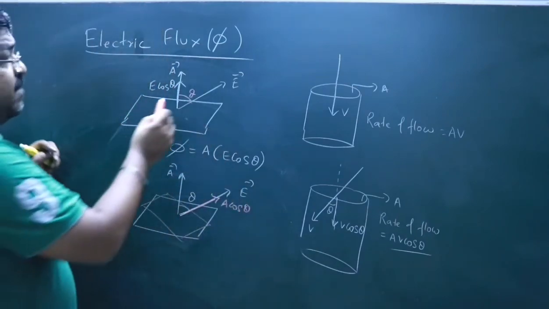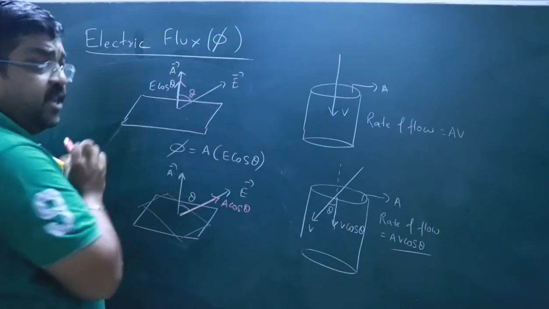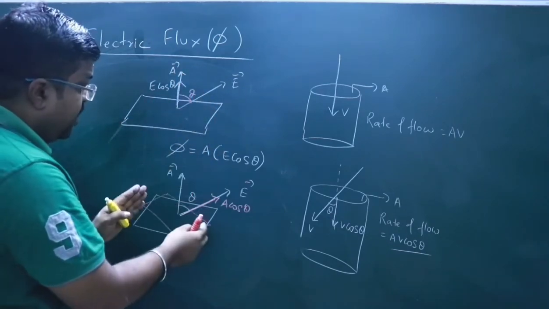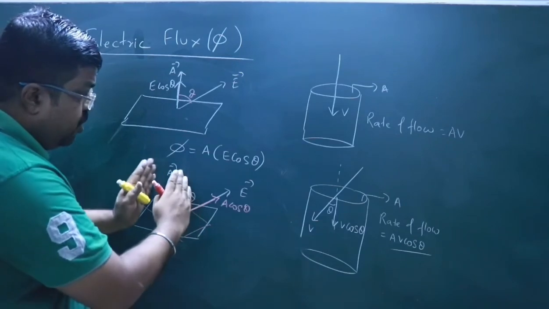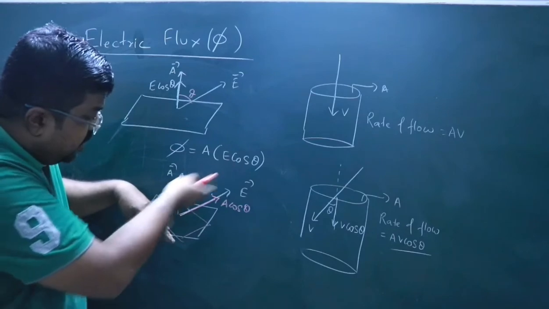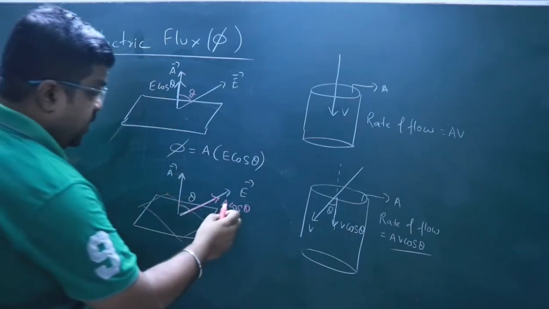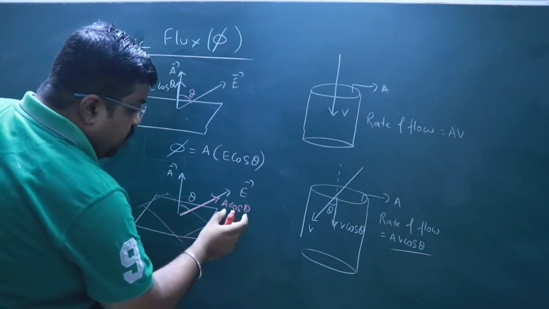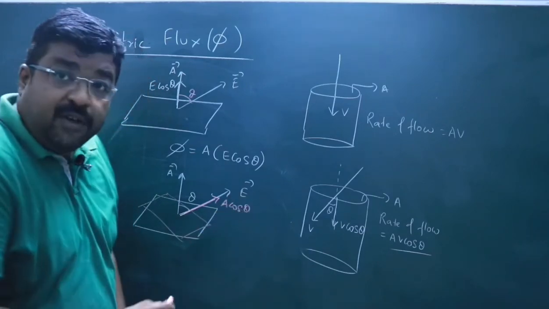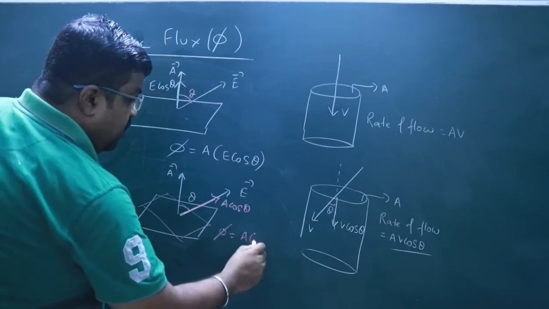See, here also I have taken E cos theta, and E cos theta is normal to this area. And here what I have done is taken the component of area in this direction, so that the electric field intensity or the electric field lines are normal to the area. So here I will be taking the product of A cos theta and E to get the value of phi. So electric flux phi, in this case, will be A cos theta into E.